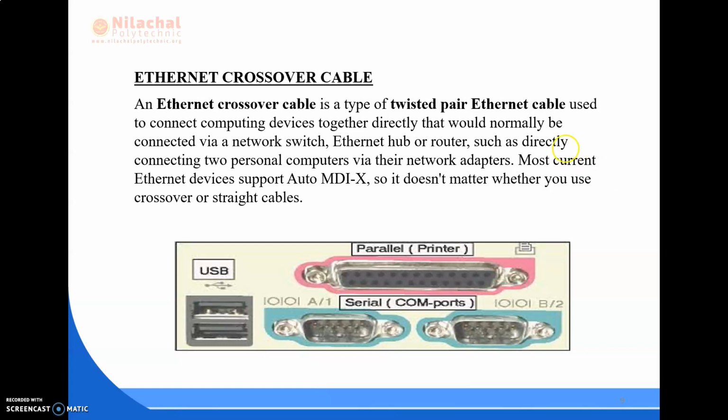So here we can see some pictures of the cable ports. Here we have the printer port, that is a port for parallel cable. Here we have COM ports, which show the port for serial cables. Here we have the USB port so that USB adapters can be put into it.